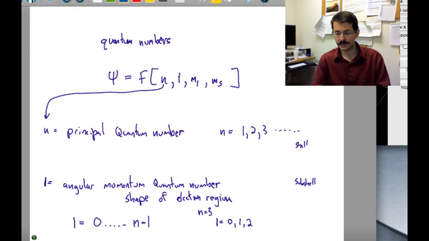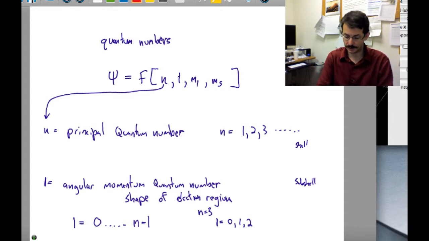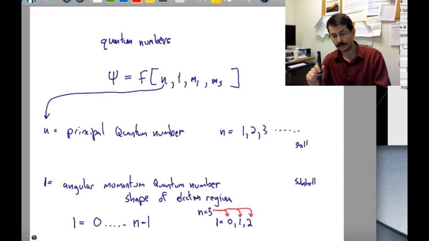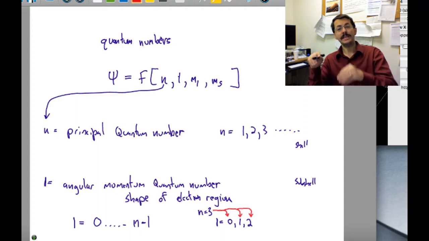Additionally, this also tells us the number of subshells. In the third energy level, there can be 1, 2, or 3 subshells. But numerically, we start at 0 in those cases. The L is equal to 0, L is equal to 1, or L is equal to 2 subshell. Again, these are unique identifiers for L.